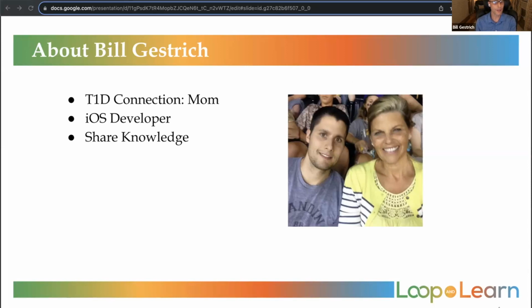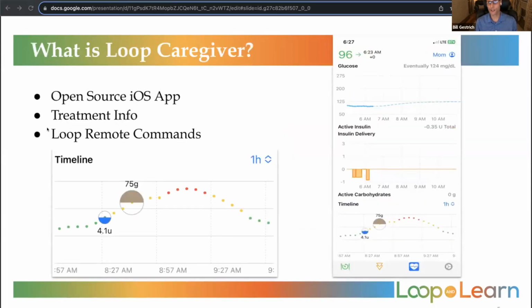But we'll jump in. So what is Loop Caregiver? Like Loop, it's an open source iOS application. It's an application you build yourself from source code, and we'll talk about the options to do that later. It allows you to see treatment information for the one you're caring for. That may be the last glucose, active carbohydrates, active insulin. We've got several different graphs here. These are things that you could actually do in a lot of other apps. You could do them in Nightscout as well.